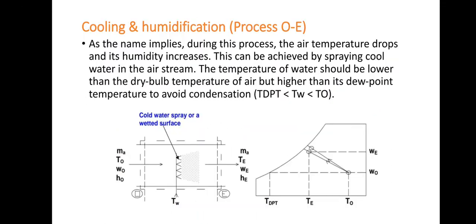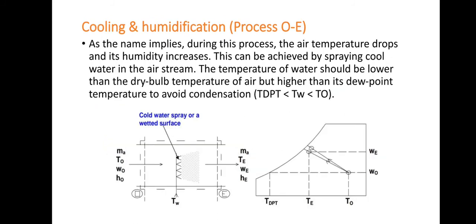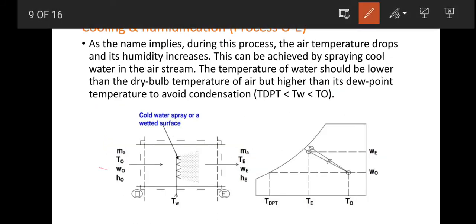Now the next process is the cooling and humidification process. This is the process here. Here we take the mass flow rate into the air washer, and in the air washer we spray water into the flow of air. So here the inlet condition of air is Ma, the mass flow rate of air, dry bulb temperature To, specific humidity Wo, and the corresponding enthalpy Ho.